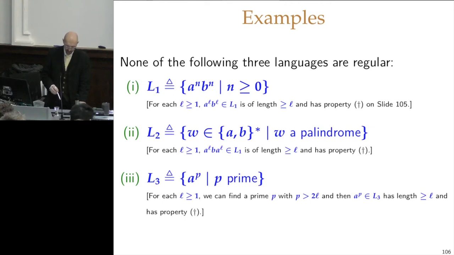Why is this string not pumpable? Because in order for the string to be pumpable, it must be split into three, U1, V, and U2, with this part not exceeding the length of L, U1 V less than or equal to L, with V not the empty string.